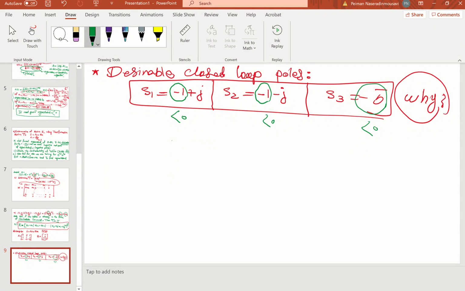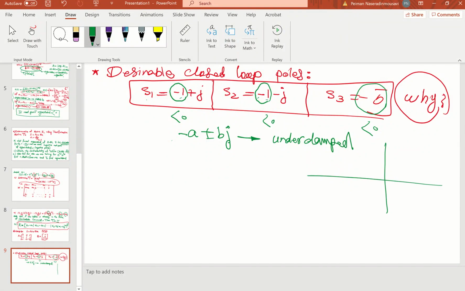That's right. Second, if you remember from undergraduate control, when you have a pair of complex conjugate poles, minus a plus or minus bi, it means that your system is what? Your system is underdamped, like the suspension system of your car, means your system is going to oscillate like this. That's right. Remember, it was a very good response.